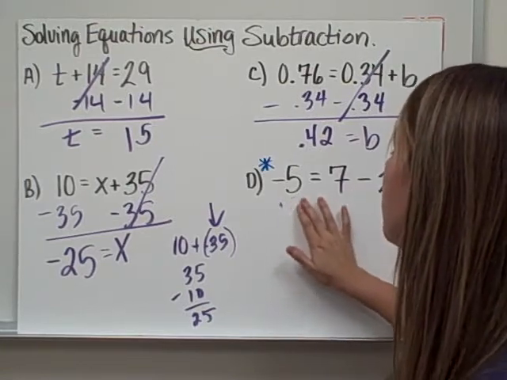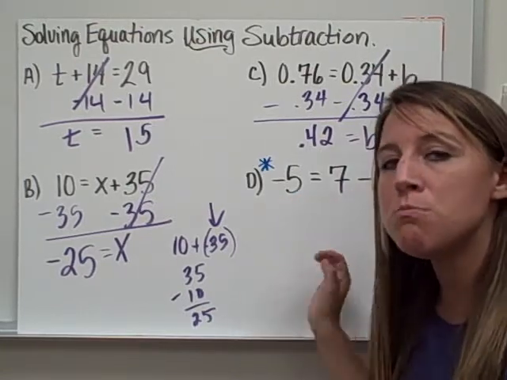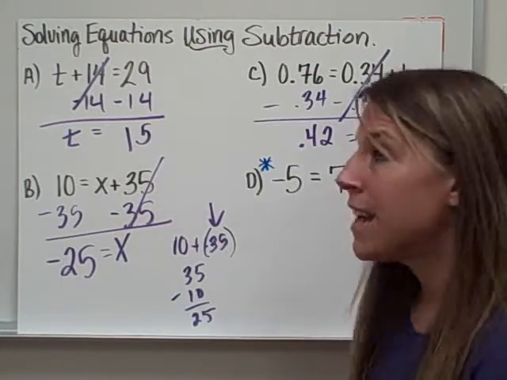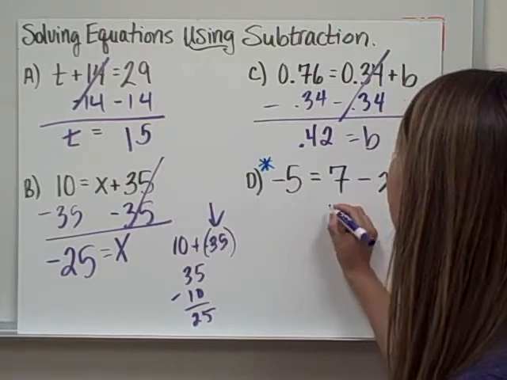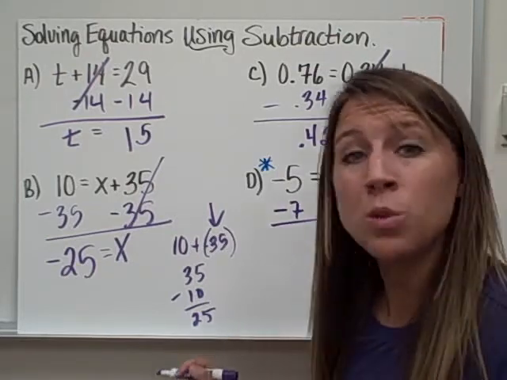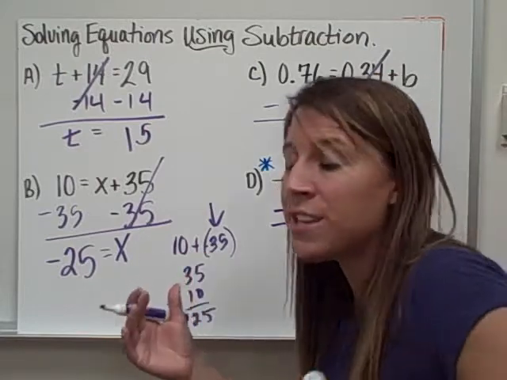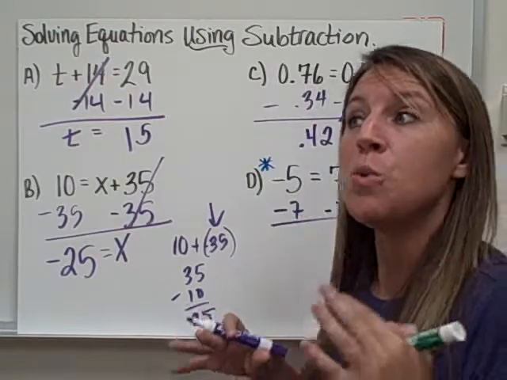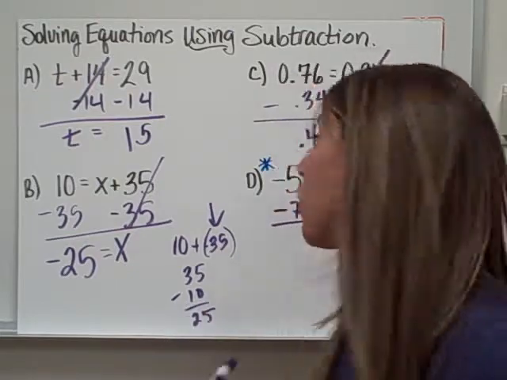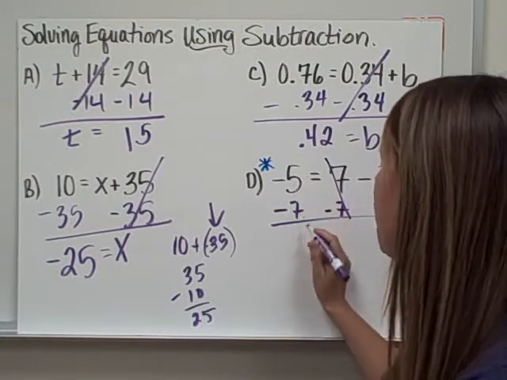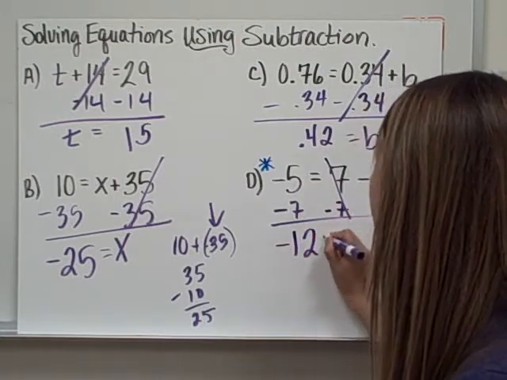So remember, you need to consider the sign of the number you're moving. And the opposite of a positive is a negative. And so I need to actually subtract 7 from both sides. That's absolutely okay. As long as what you do to one side, you do to the other, you will maintain the equality. And if you make a mistake, you can always fix it. It's the best part about equations. 7 minus 7 is 0. And negative 5 minus 7, that's negative 12, equals.